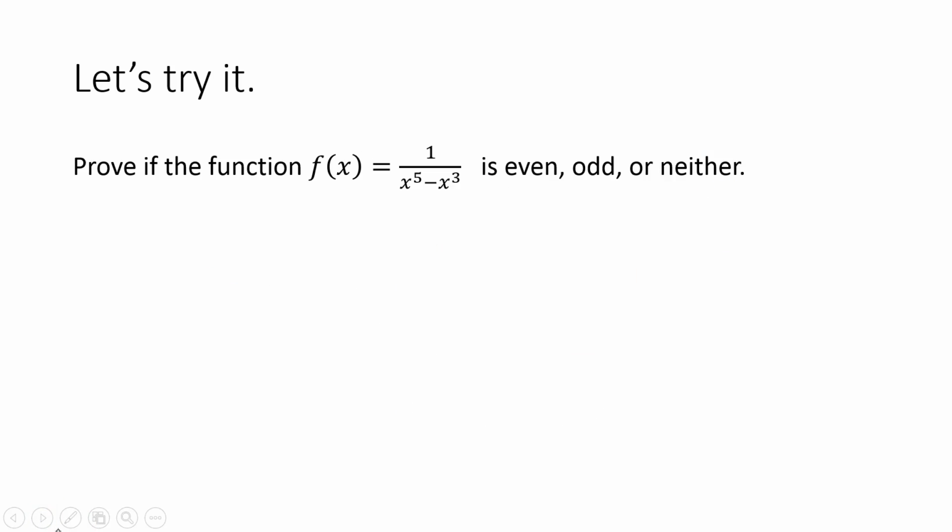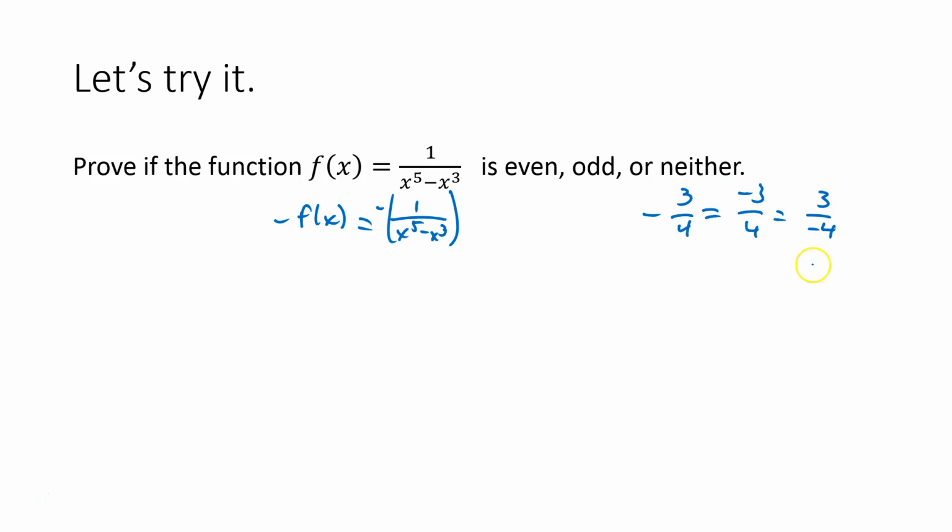Let's do one more here. So this time, we have f of x, it's a fraction. It's 1 over x to the 5th minus x cubed. And right away, I'm going to write out the negative of f of x, which is negative 1 over x to the 5th minus x cubed. Now, we talked about this a little while ago. If you have a negative fraction, that negative can go to the top or to the bottom. So like if you have negative 3/4, you can put it right out front, or you could write negative 3 over 4, or you could write 3 over negative 4. Those are all the same fraction.